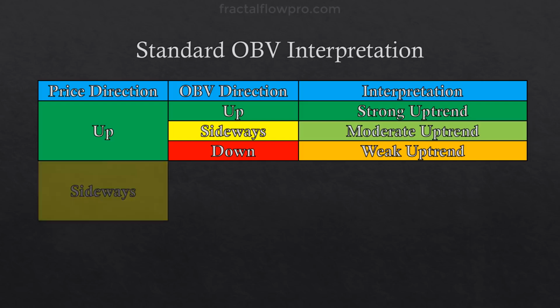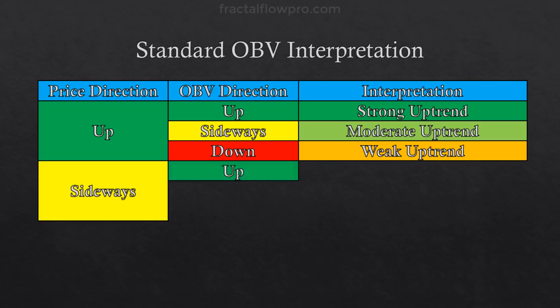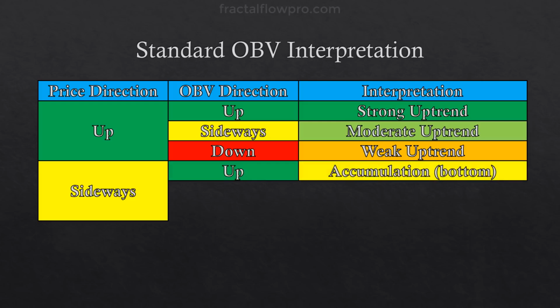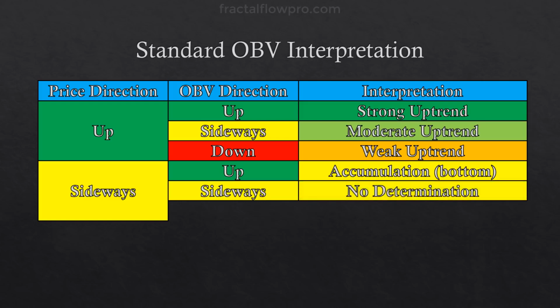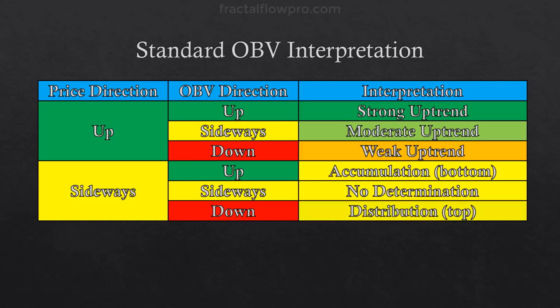When price is going sideways and the OBV is going up, we have what's called an accumulation, which is a sideways market that happens at a bottom. When price is going sideways and the OBV is also going sideways, there is no clear determination of the market scenario. When price is going sideways and the OBV is going down, we have what's called a distribution, which is a sideways market that happens at a top.